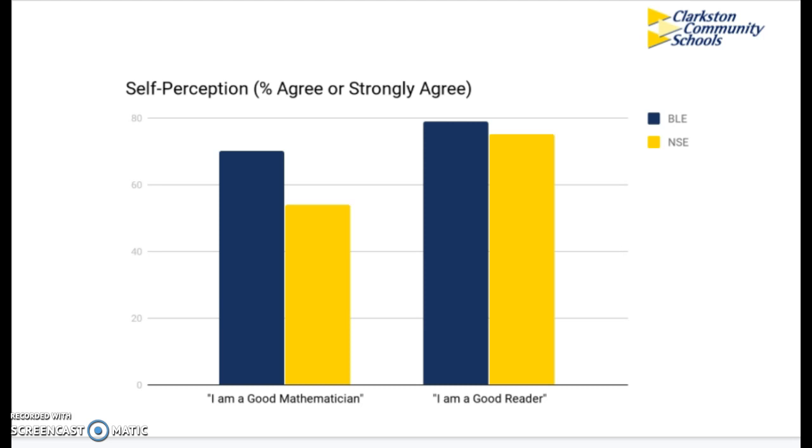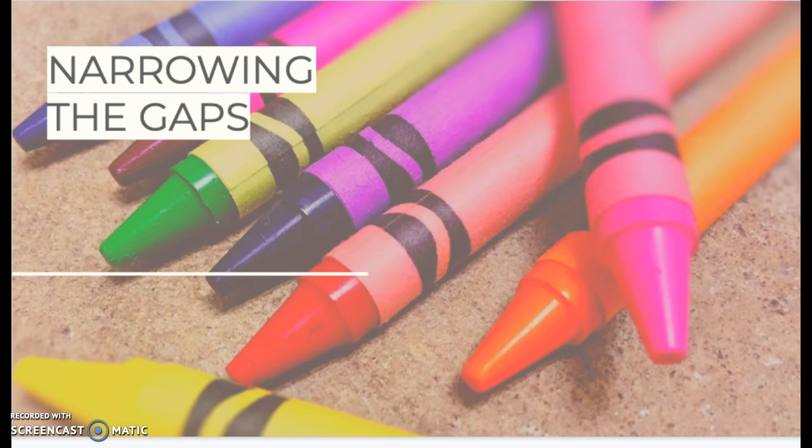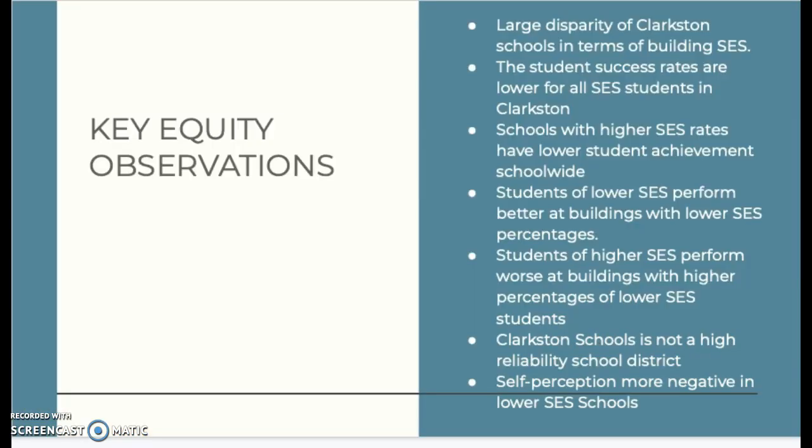As we know that self-perception has a strong correlation with achievement in students, this is also a data point of looking at the whole. So, how do we narrow these gaps in performance within Clarkson Community Schools and within our higher and lower schools in terms of number of disadvantaged students?